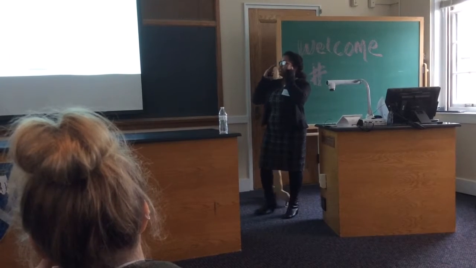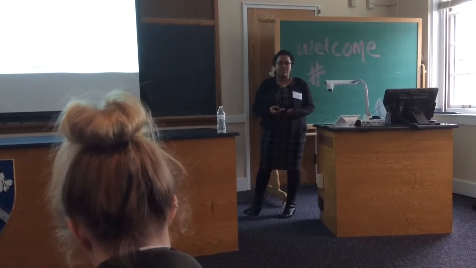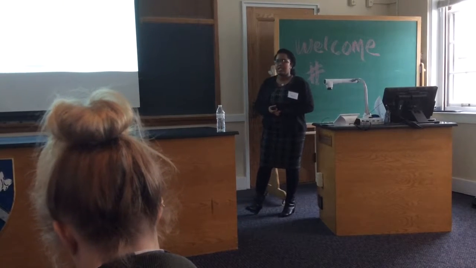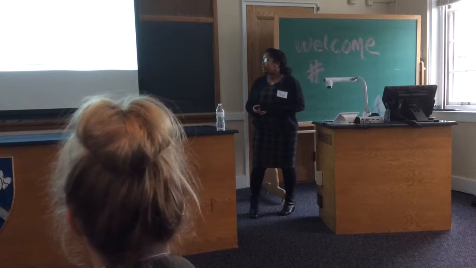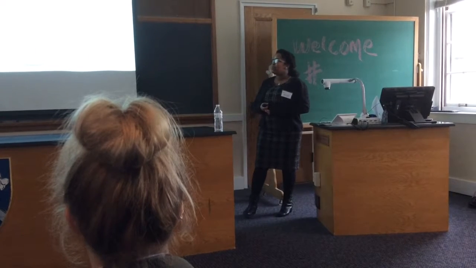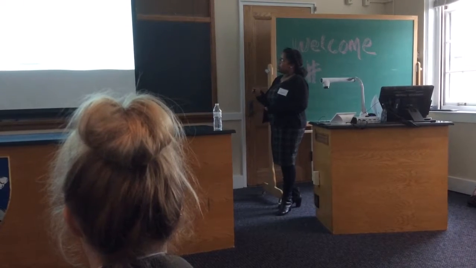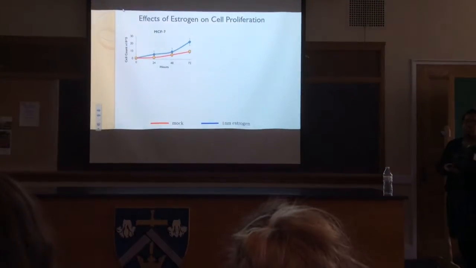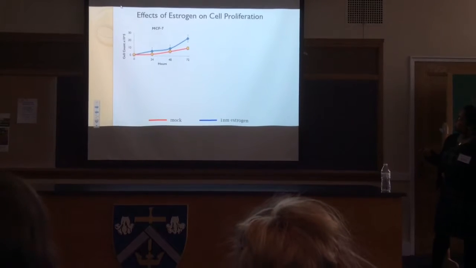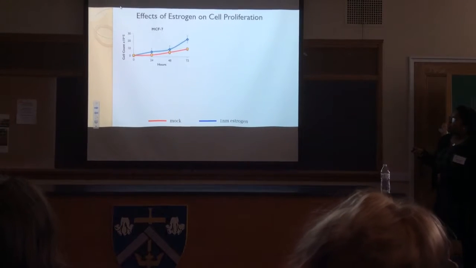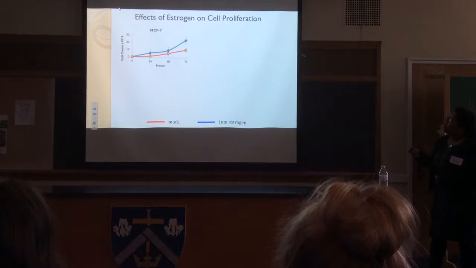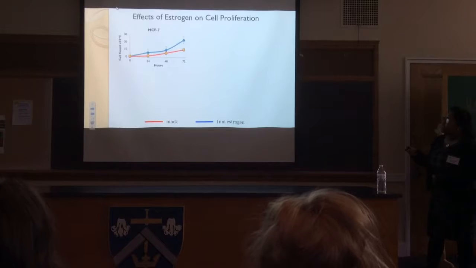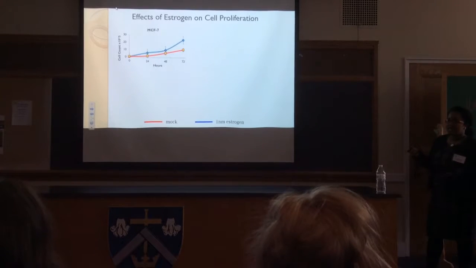So thus we decided to examine the effects of estrogen on these cell lines that we wanted to examine. What we did was count the cell lines and treat them with 1 nanomolar of estrogen. Our first cell line was MCF7, which we know to be estrogen dependent. The red line is our mock, meaning no estrogen present, and our blue line is estrogen present. As you can see, there's definitely a significant amount of growth in the estrogen present cell line.